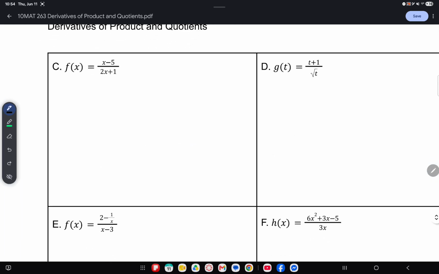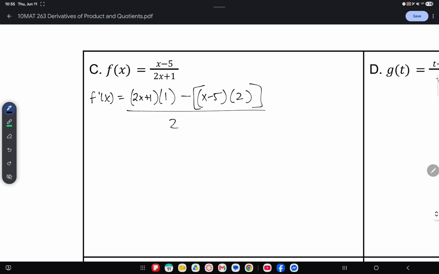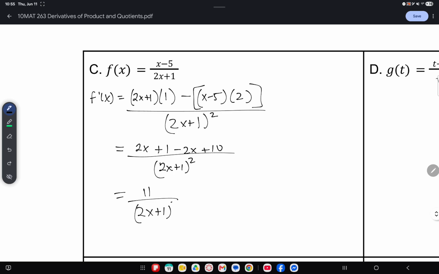Let's do some quotient rule ones here. So we have low d high minus high d low all over low low. So 2x plus 1 minus, I'm just going to go ahead and distribute. It's going to be 2x, and then I have a -10, so minus -10 would be plus 10 over 2x plus 1 squared, which the 2x's will cancel out, so I'm left with 11 over 2x plus 1 squared.